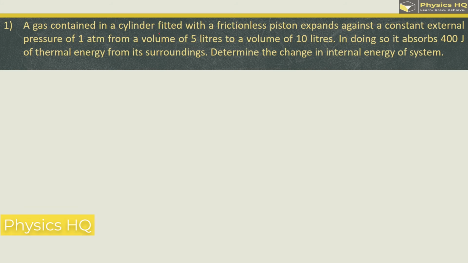A gas contained in a cylinder fitted with a frictionless piston expands against a constant external pressure of 1 atmosphere from a volume of 5 liters to a volume of 10 liters. In doing so, it absorbs 400 joules of thermal energy from its surrounding. Determine the change in internal energy of the system.